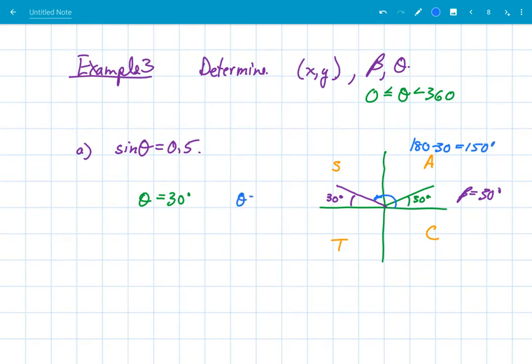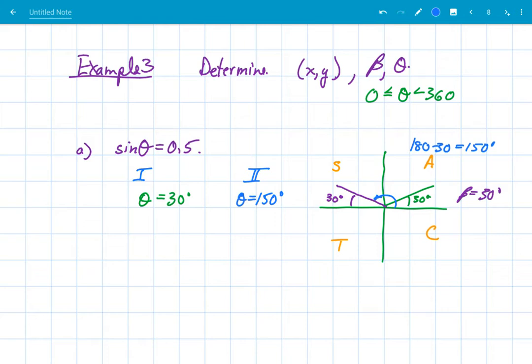So try it on your calculator. Take the sine of 30 and take the sine of 150. Do you get the same answer, positive 0.5? So we have an answer in the first quadrant and an answer in the second quadrant. Which one's right? Well, they both are. The sine of both those angles is positive 0.5.